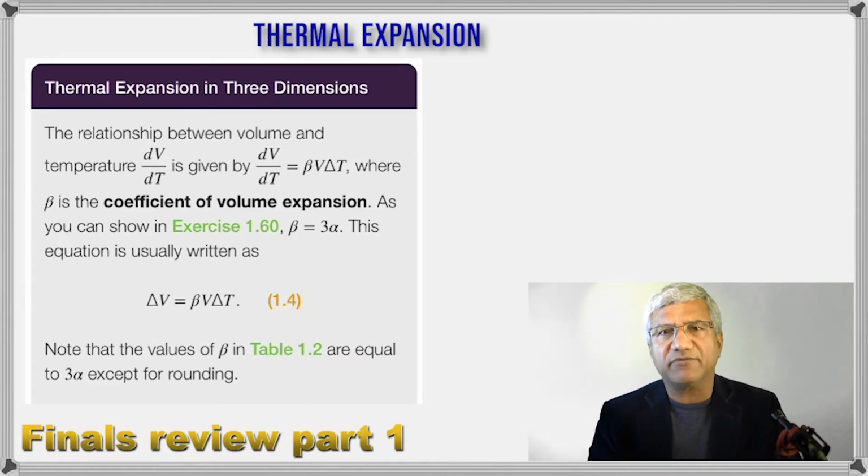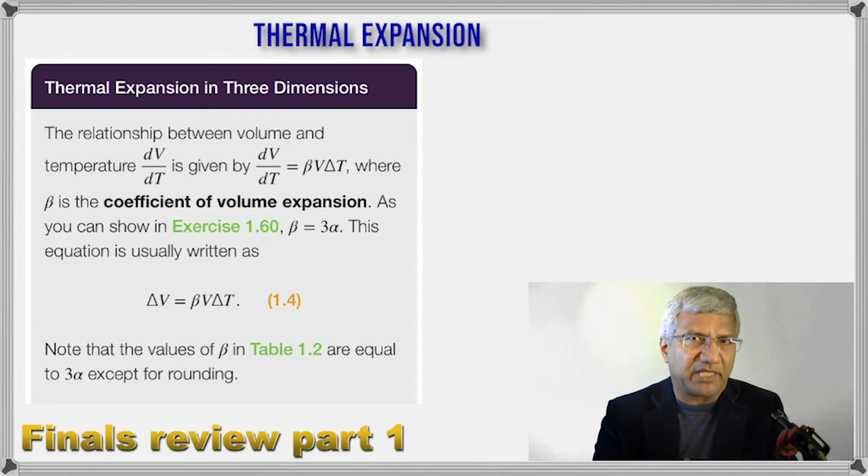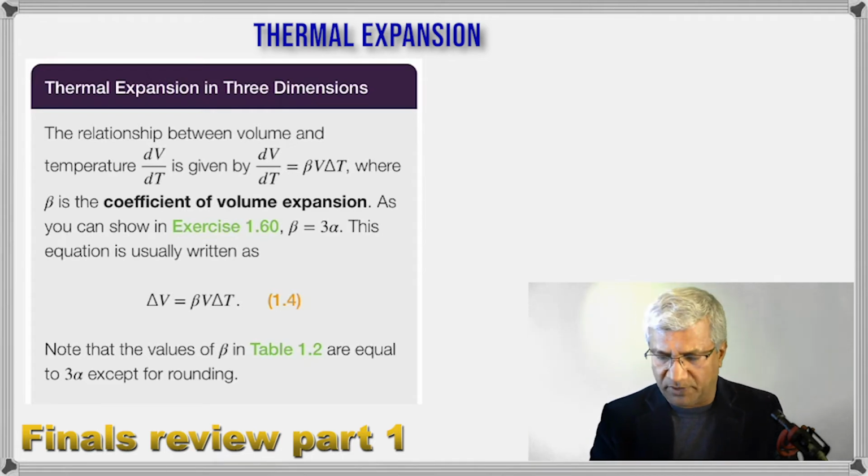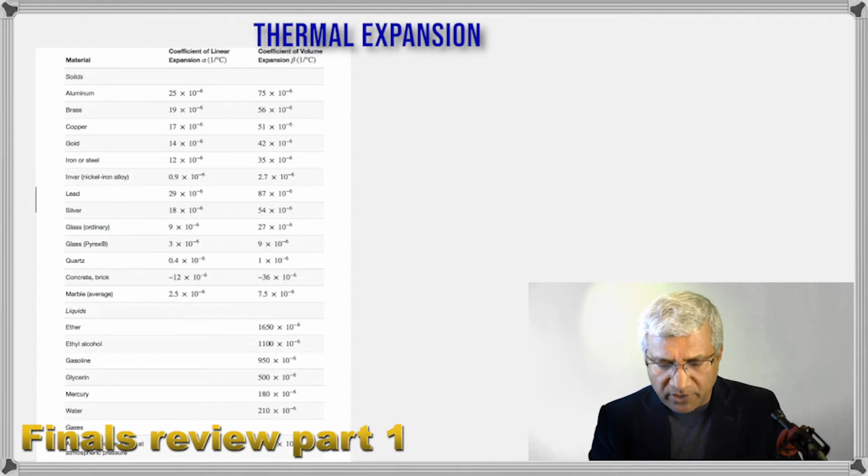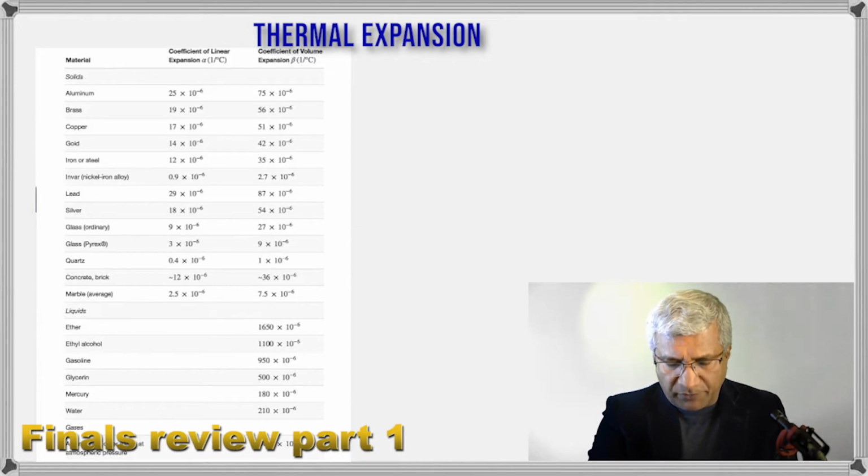So if you're given the linear expansion of glass, so to say, and you're trying to find the change in volume of a glass bottle, you have to first multiply it with 3. So you get 3 alpha, which is beta, and then use it in this formula. So here are some values that are given. Here is a table. If you look at this table carefully, you would understand the values.